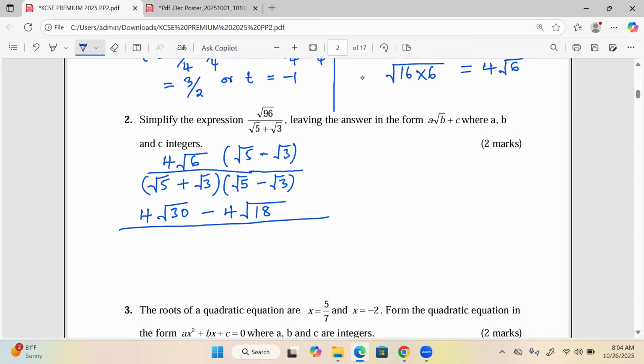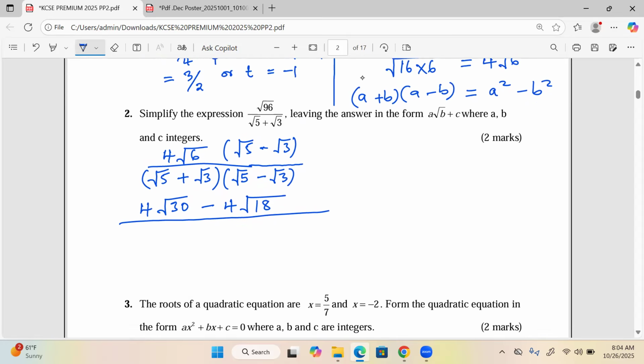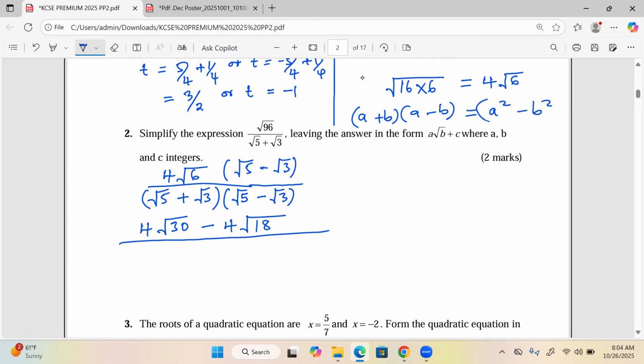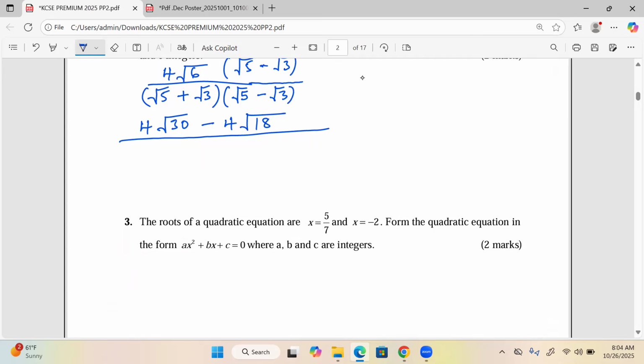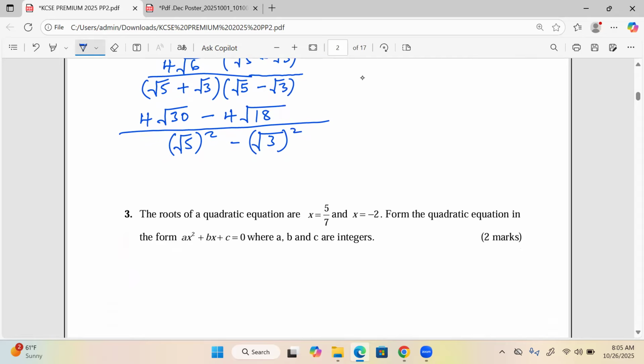which has been factorized this way: a plus b, a minus b, whereby according to the quadratic identities in Form 2 mathematics, we say that this is the same as a squared minus b squared. So here, we can say that when this is expanded, we should get this according to quadratic identities. Therefore, we just need root 5 squared minus root 3 squared. So root 5 squared, minus the root of 3 squared, like that. So we'll be having 5 minus 3, in other words.